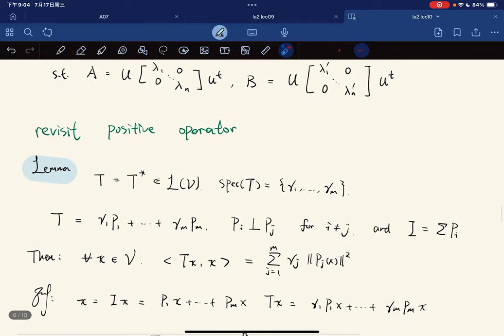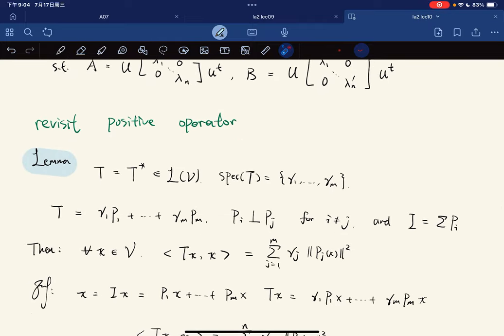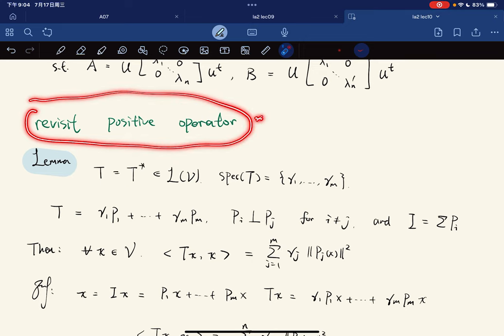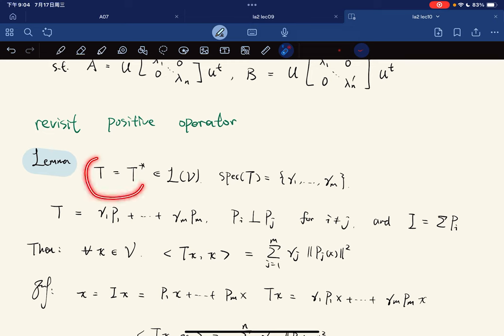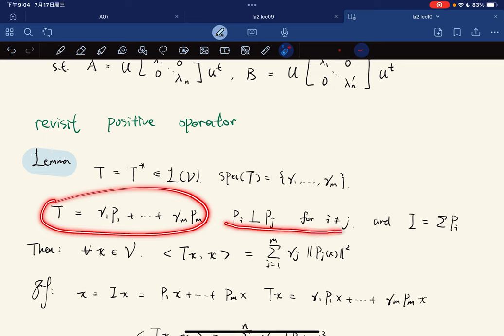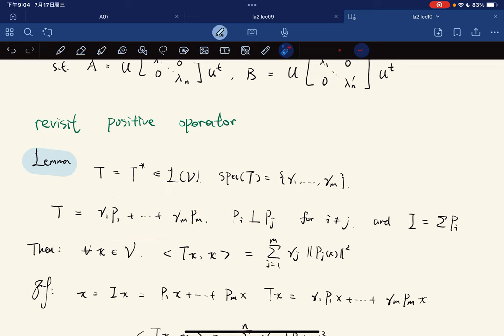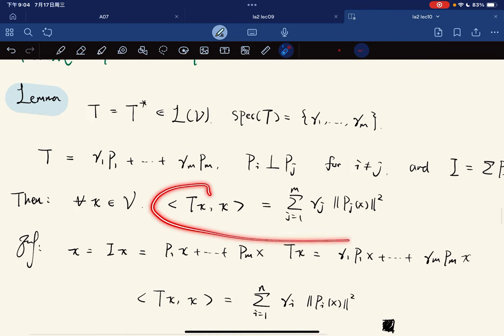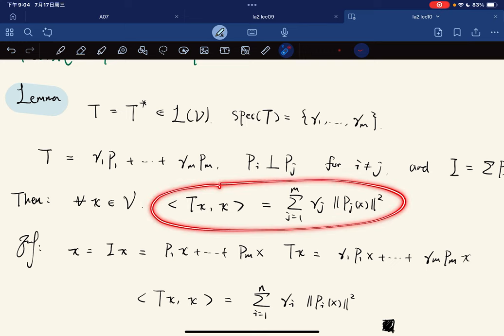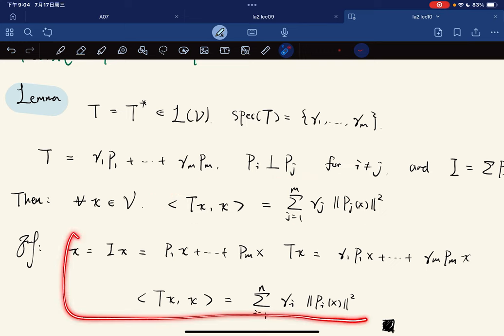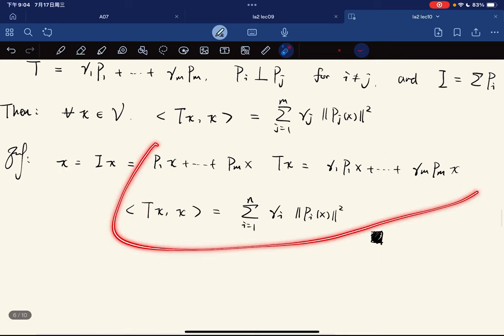Okay, now let's revisit the positive operator. We talked about this two lectures ago, right? We're going to define the positive operators from the viewpoint of functional calculus. So given T self-adjoint, for the spectrum of T we can decompose this such that there are orthogonal projections, and I is the sum of the P_i's, and then we have this formula. The proof is straightforward. We just compute this inner product and it's straightforward.